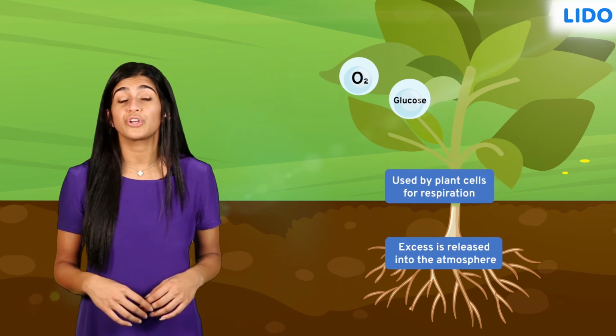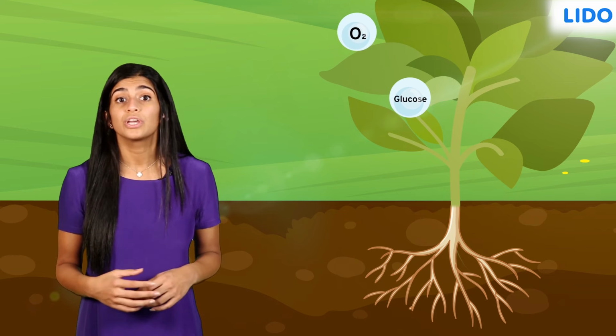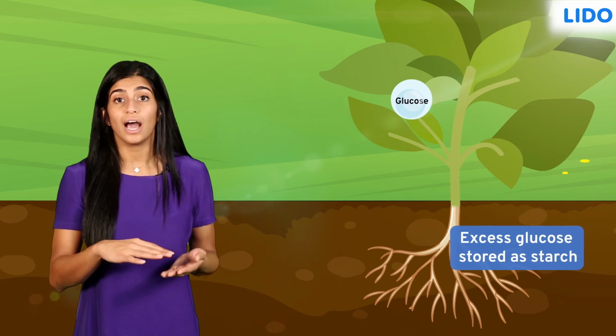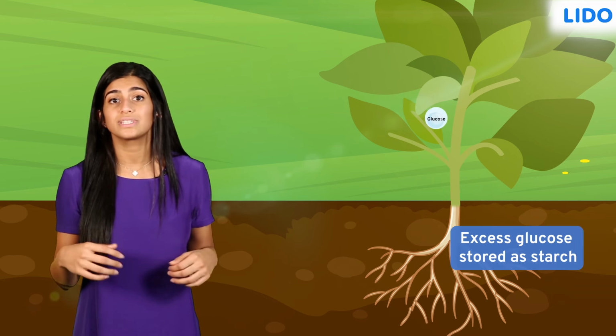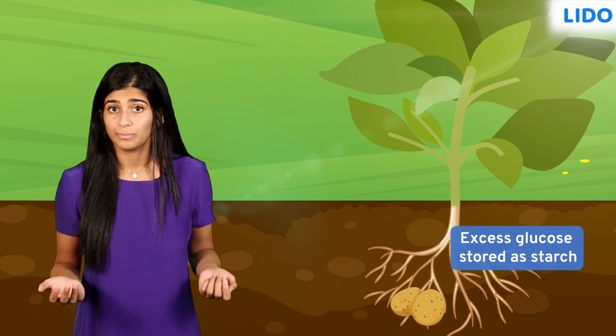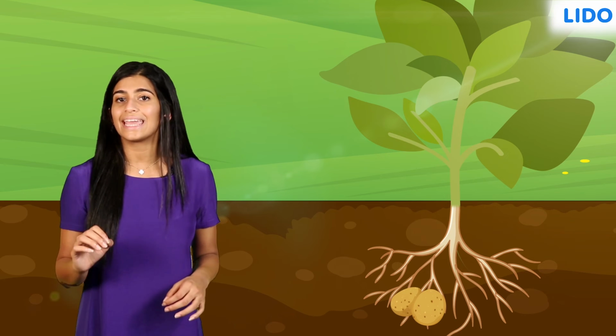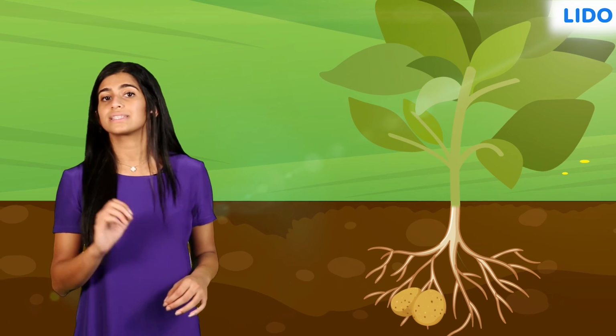The glucose produced during photosynthesis may be used to produce energy for the plant, while excess of it is converted into starch and stored in leaves, roots, etc., such as in potato. The presence of carbohydrates in the form of starch in leaves indicates the occurrence of photosynthesis.